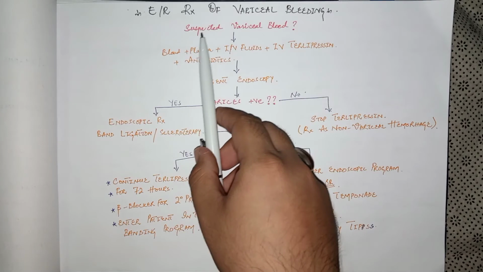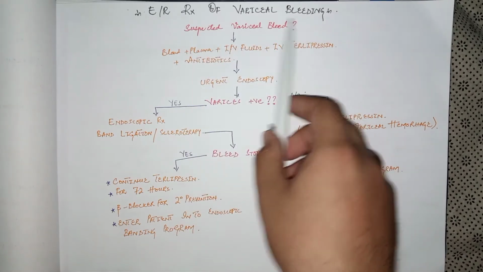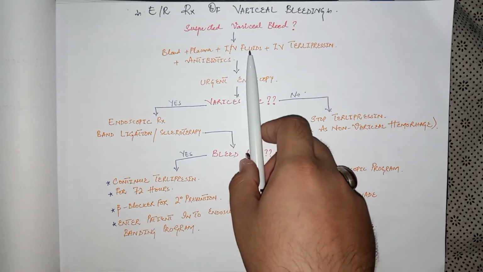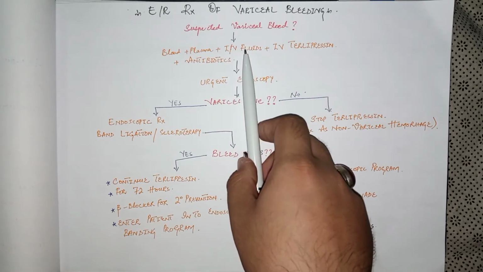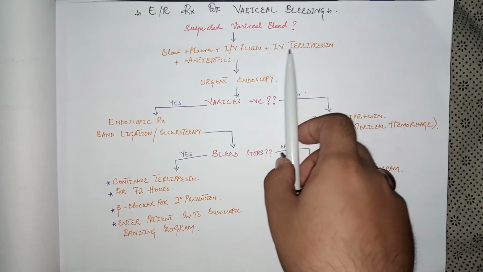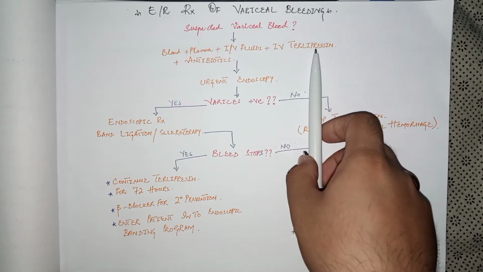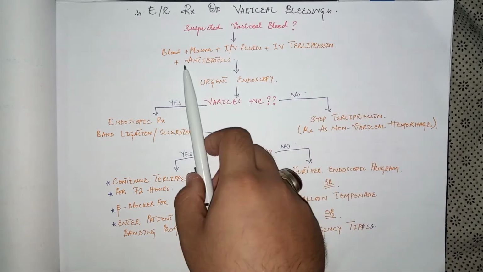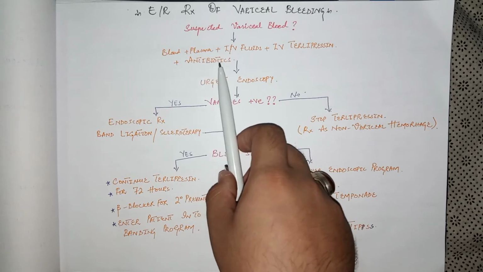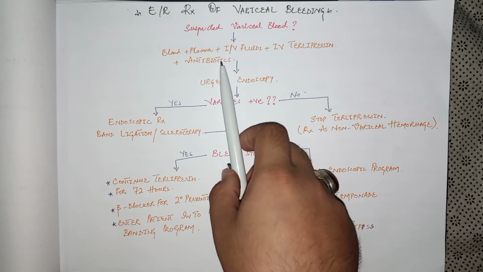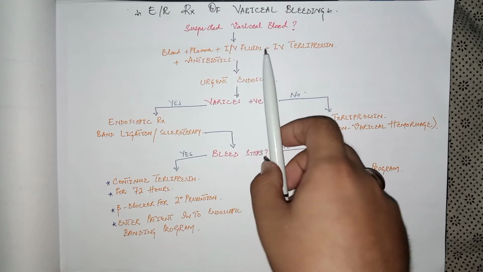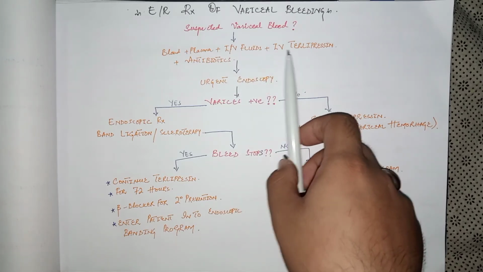If the patient is a suspected case of variceal bleed, then give this patient blood, plasma and IV fluids, that is normal saline, to normalize and stabilize the patient, and also give IV terlipressin. This is a vasopressin analog and it has a vasoconstrictor effect. Also give the patient broad spectrum antibiotics, that is ciprofloxacin, or tazobactam and piperacillin combination, or IV cephalosporins, to prevent sepsis and spontaneous bacterial peritonitis.